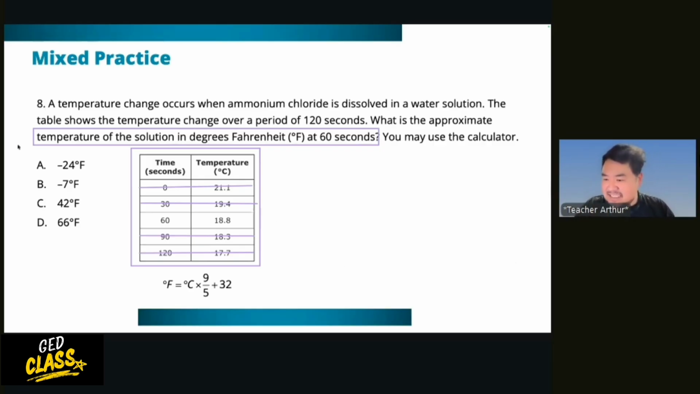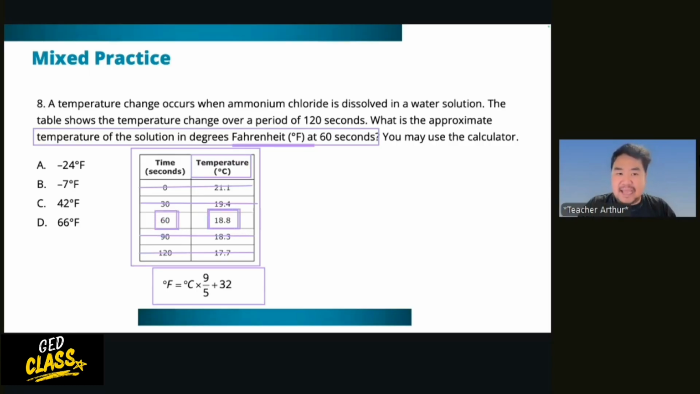So at 60 seconds, the temperature is 18.8 in Celsius. The question's asking, though, for Fahrenheit. Oh no, how am I supposed to figure that out? What other information did they give you to help you answer this question? The formula, right? To find Fahrenheit, you take the Celsius times 9 over 5 plus 32. So just to be clear, at 60 seconds, it says 18.8.